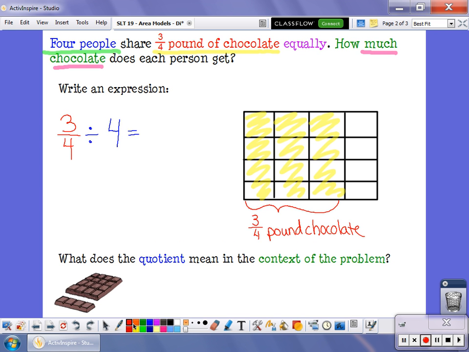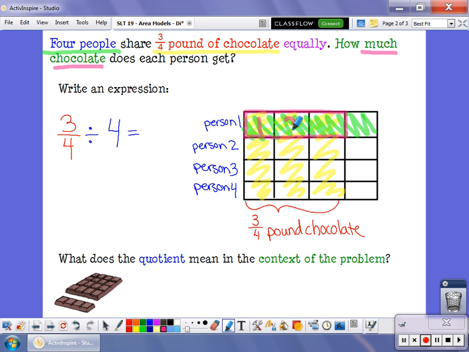This right here would be person 1, and this would be person 2, person 3, and person 4. Now each person is going to get to eat this much chocolate. Now remember, this little section over here that's just green is already eaten. Each person's going to get to eat this amount.